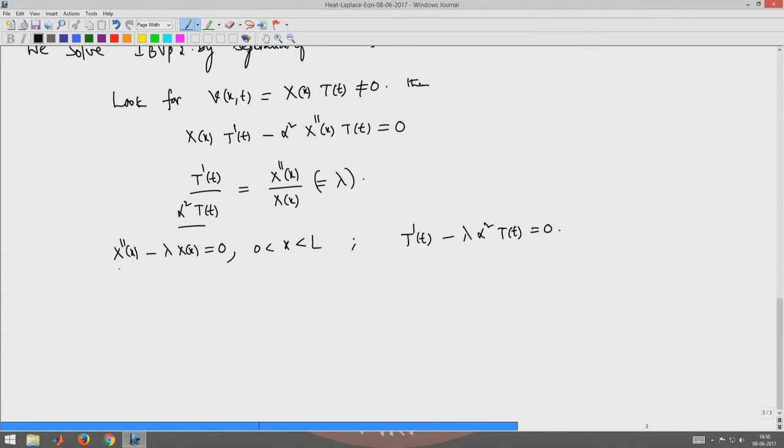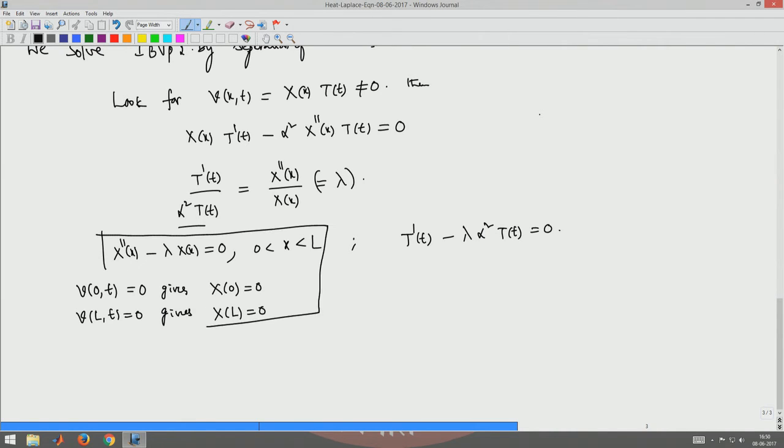Okay. So, apply the boundary conditions now. If I apply the boundary conditions, V(0, t) equal to 0 gives X(0) is 0. V(L, t) equal to 0 gives X(L) equal to 0. So, this is the problem now. This problem is your regular Sturm-Liouville problem. So, this is how you extract it.